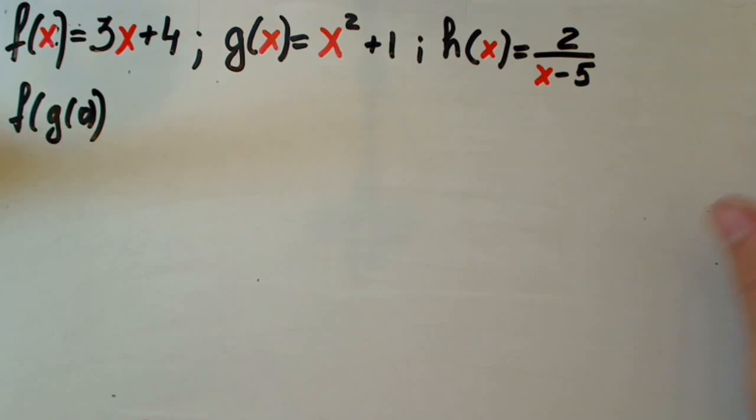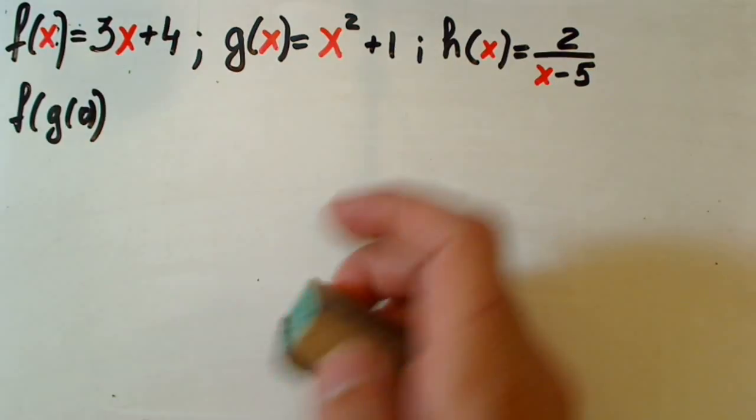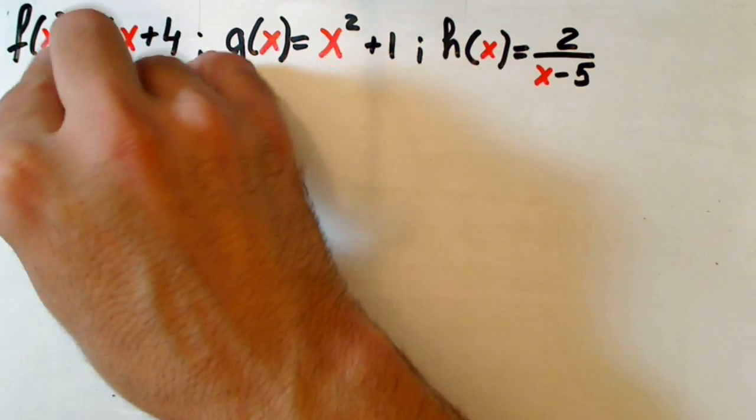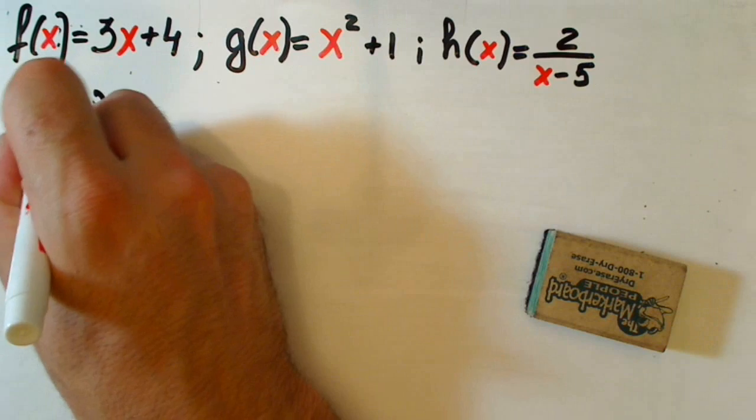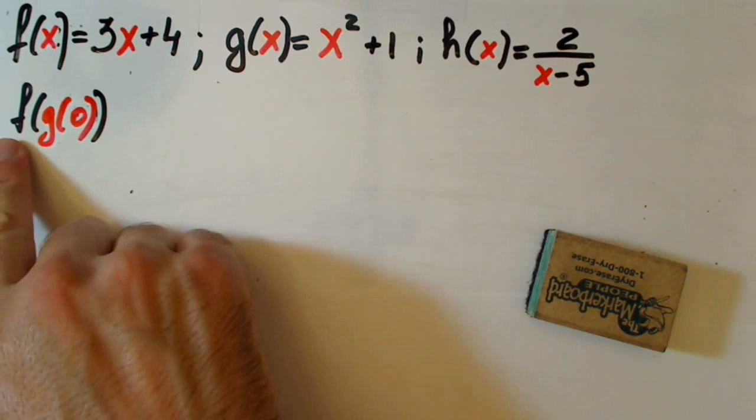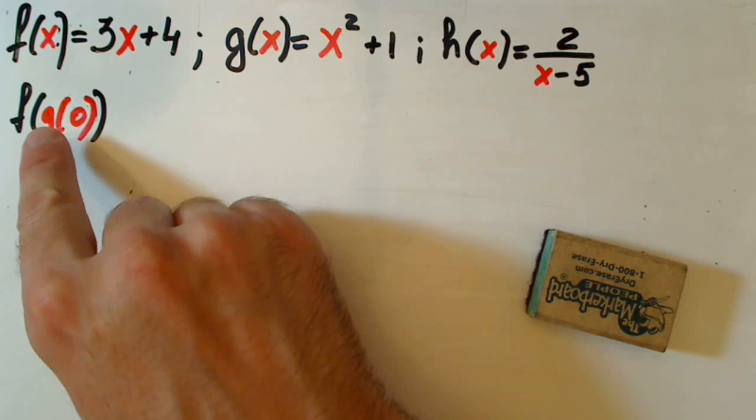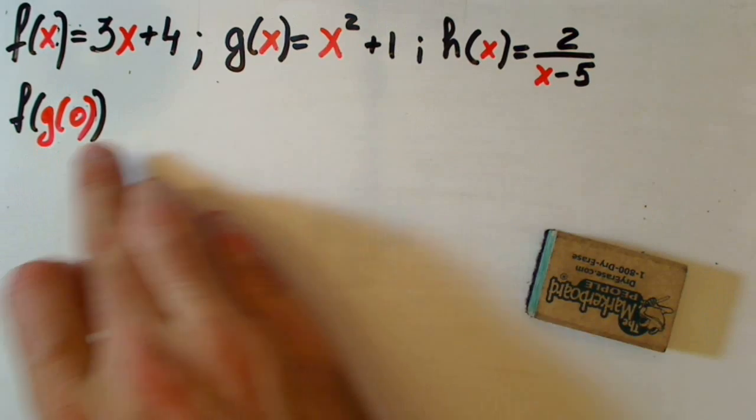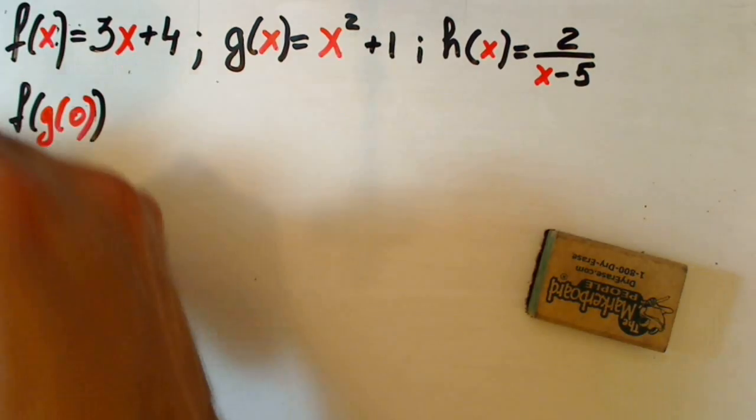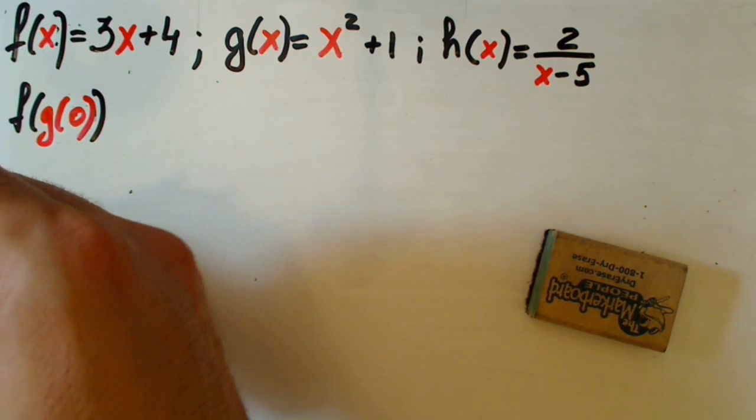Like you see, in the previous function I wrote using red color for the input. Now again, in this case our input will be g of 0. To find f of g of 0, we have to find the value of g of 0 and plug it into the f function. Now what is our g of 0? Let's take our function g, plug in 0, and then it goes to the f function.